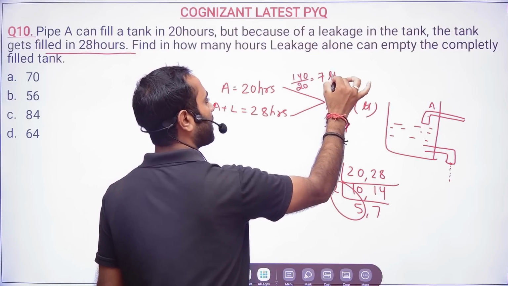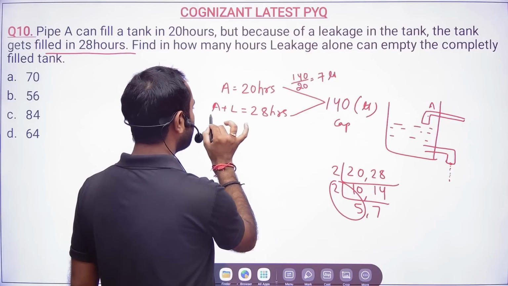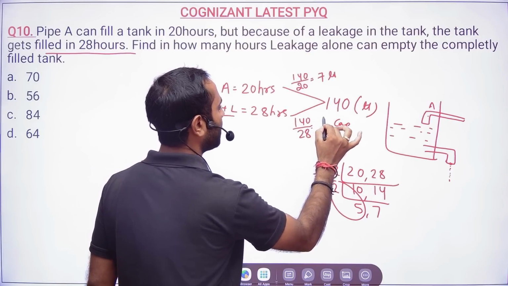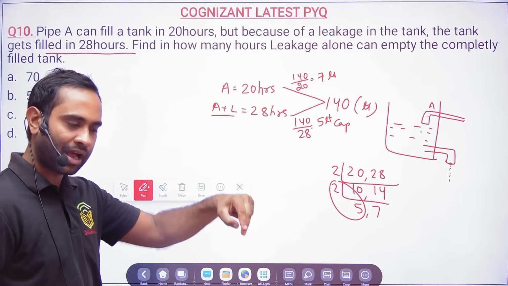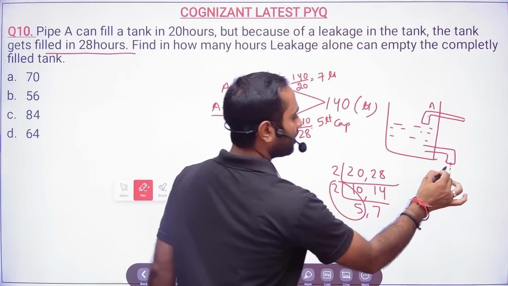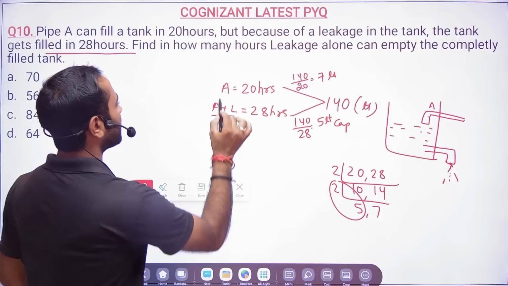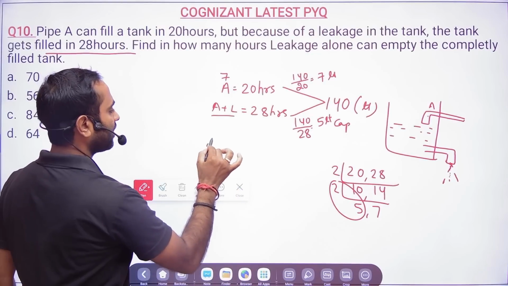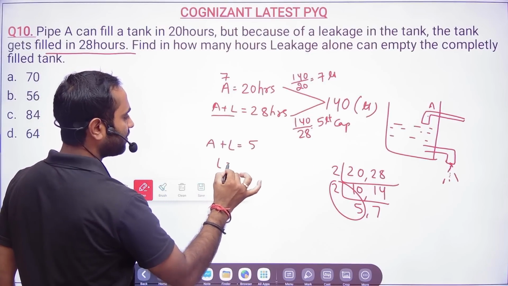That means pipe A can fill 7 liters of water in 1 hour. And if both are working together, then 140 by 28, they can fill 5 liters of water in 1 hour. So 2 liters of water in 1 hour is basically getting removed because of this leak. So friends, A is nothing but 7. A efficiency is 7. And A plus L efficiency is 5. So L efficiency will become what?